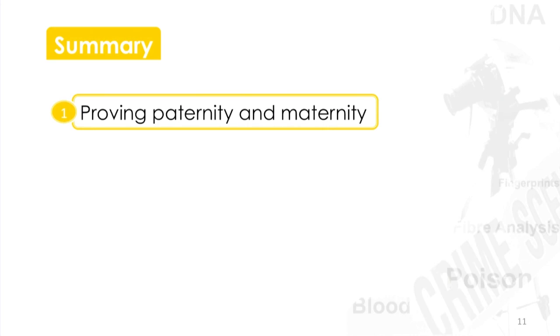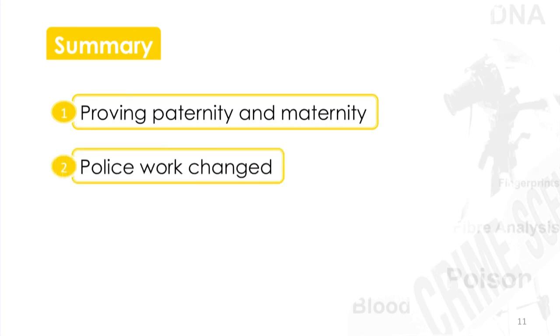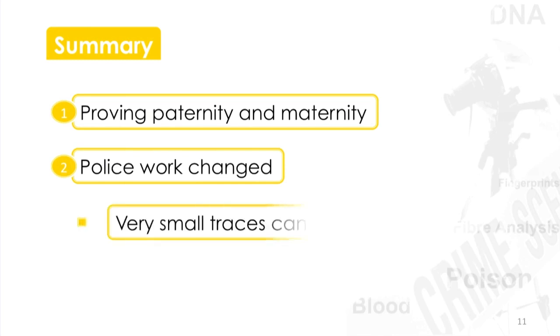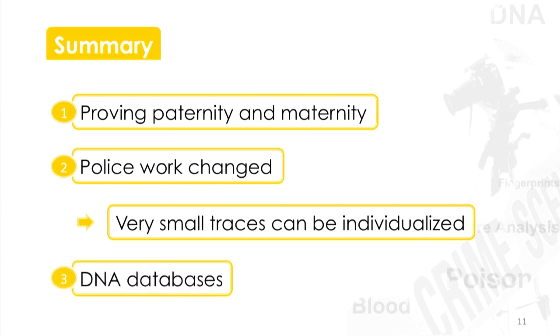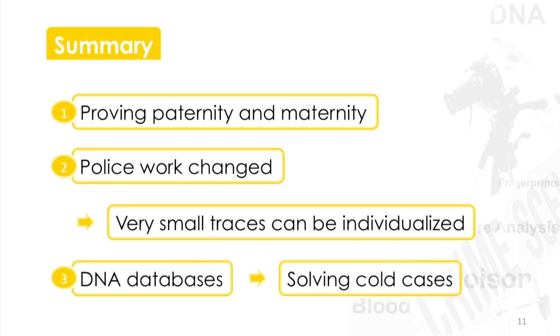So to sum up DNA, you've seen how we can use DNA technology to prove paternity and maternity. You've seen how DNA technology can facilitate police work, and that something as small as just 9 cells can be a trace that can be individualized. And you've seen that combining DNA technology with the use of DNA databases has allowed the solving of many, many cold cases involving both the conviction of the criminals and the freeing of the innocent.